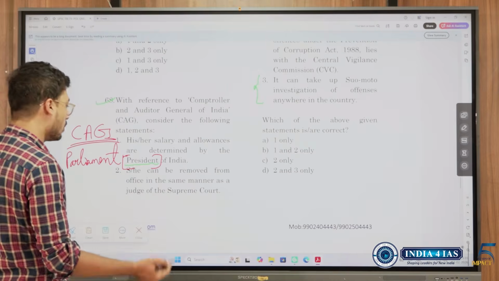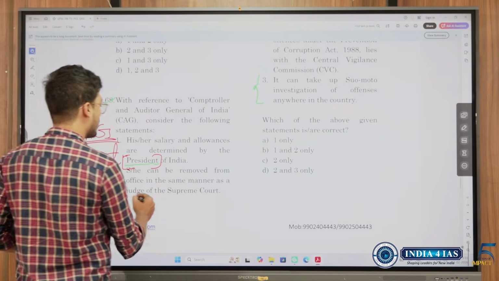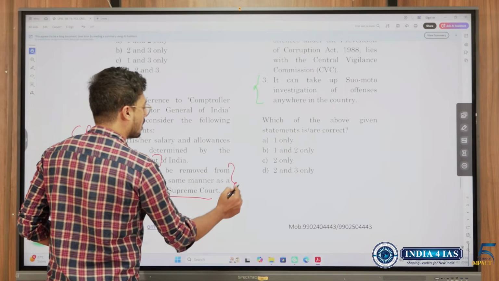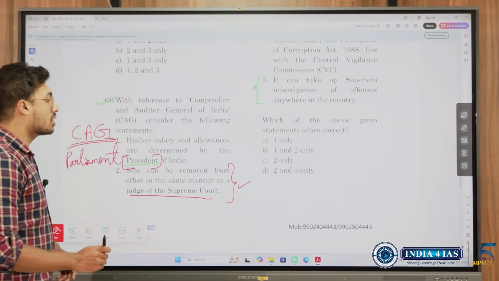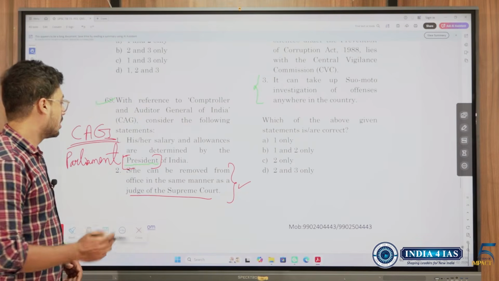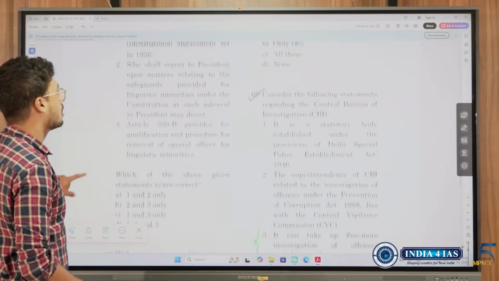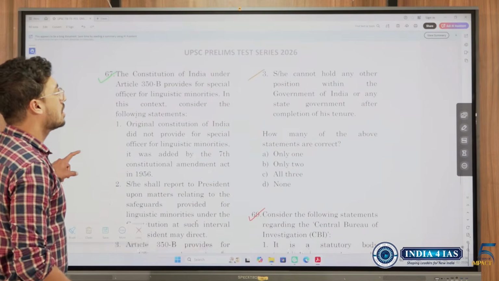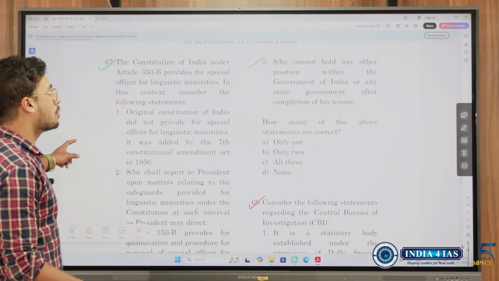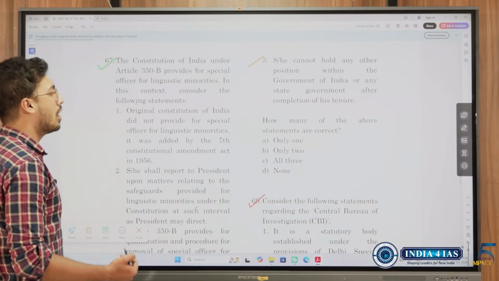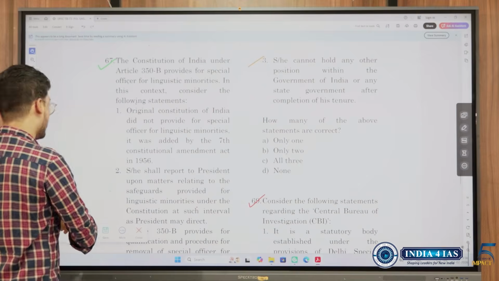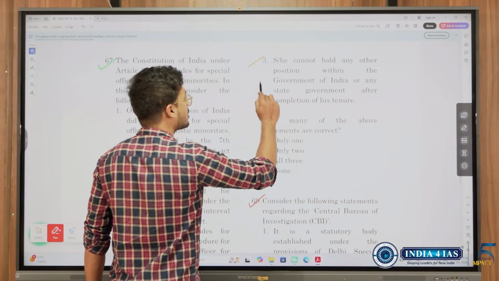He or she can be removed from office in the same manner as a judge of the Supreme Court. Yes, a special majority in both houses of the Parliament is needed to remove the CAG. He or she cannot hold any other position within the government of India or any state government after completion of his tenure. This is also correct. See, this has been done to ensure the independence of the office.